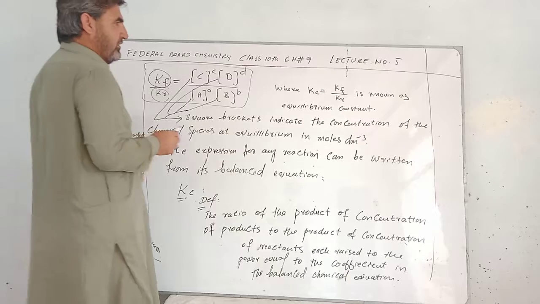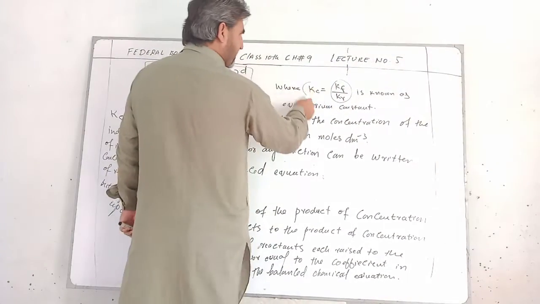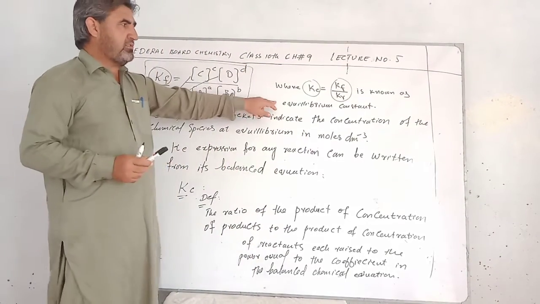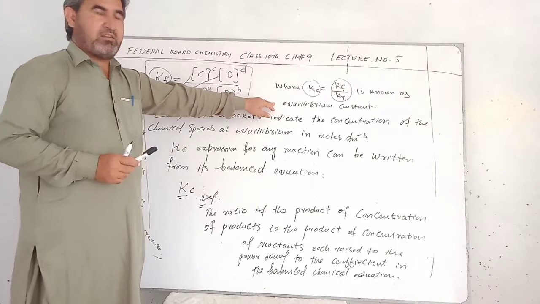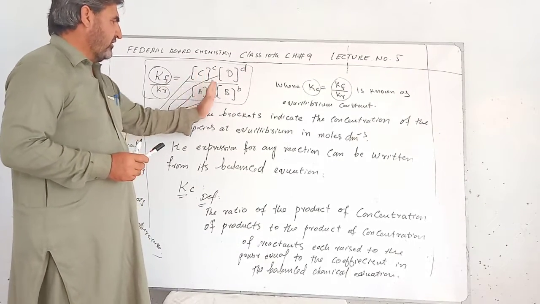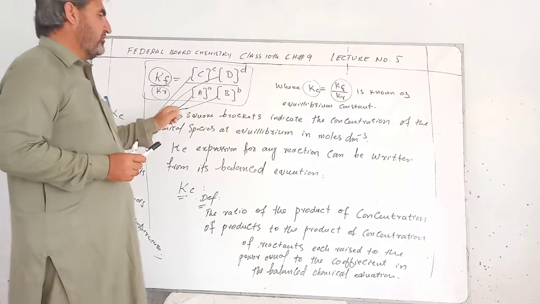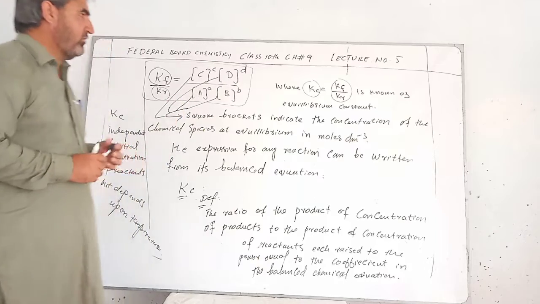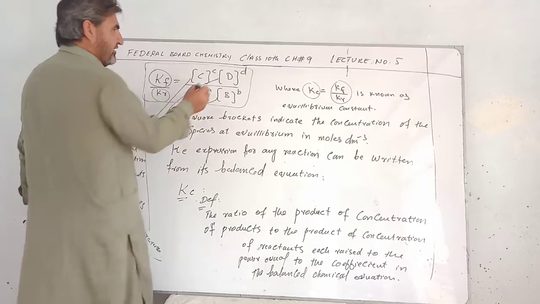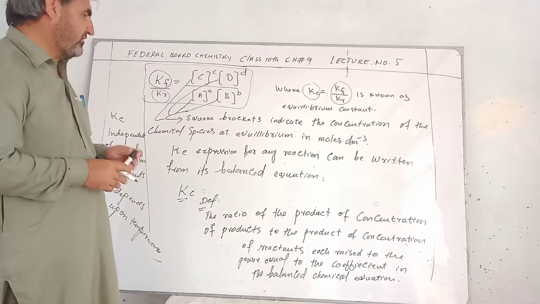Now what is Kc? The ratio of the rate constant of the forward reaction to that of the reverse reaction is equal to the equilibrium constant. It is known as the equilibrium constant. At this equilibrium constant, your reaction will be at complete equilibrium. Now these are square brackets. These square brackets indicate the concentration of chemical species at equilibrium in mole per decimeter cube. We have already discussed in the previous lecture that the brackets are taken for concentration, which is taken in mole per decimeter cube.